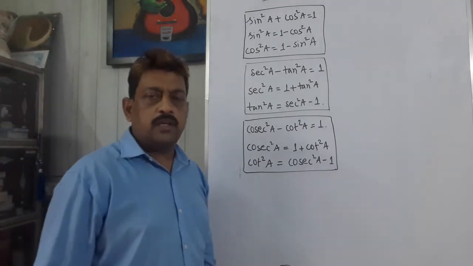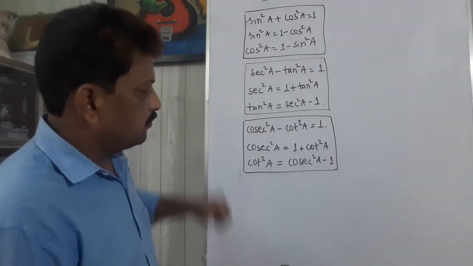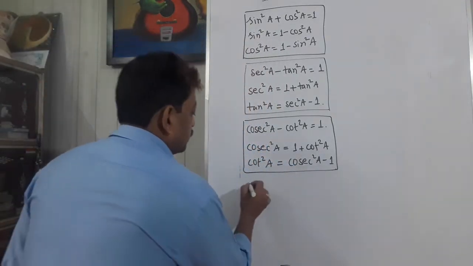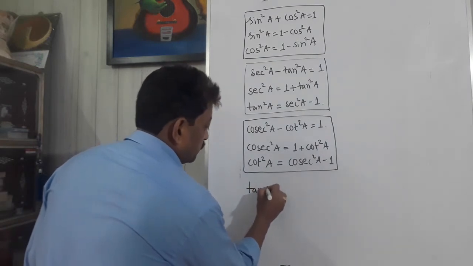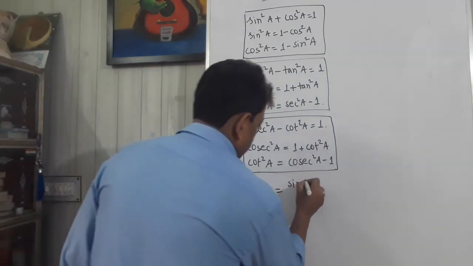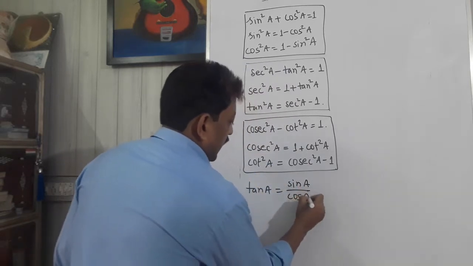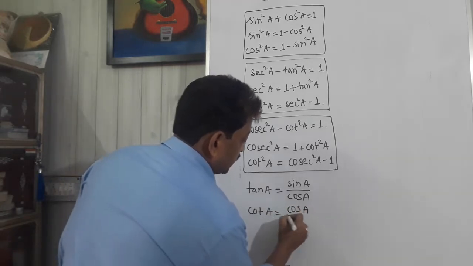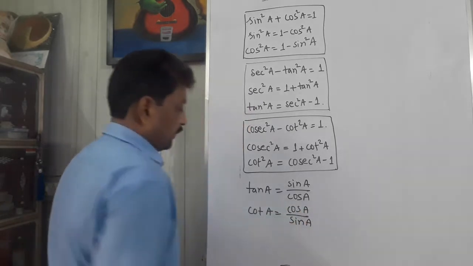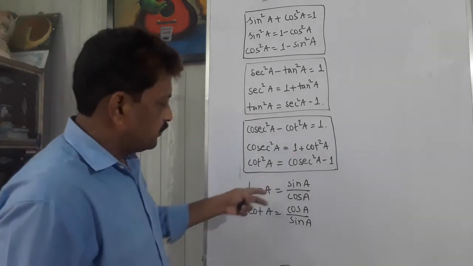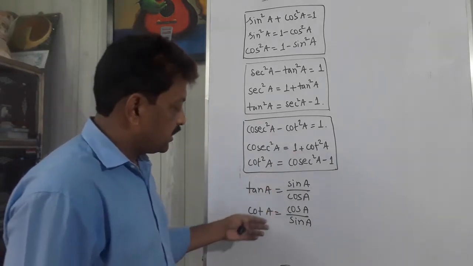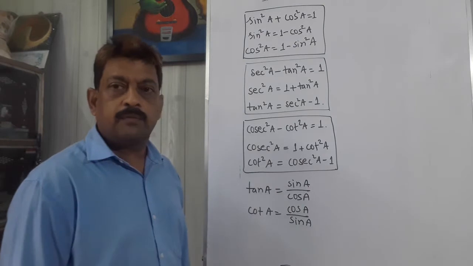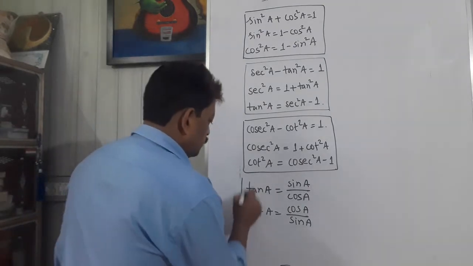Now some more things we have already learned, and I am also writing those which will be required during the problem. Sometimes in place of tan theta or tan A we have to use sin A upon cos A, and in place of cot A we use cos A upon sin A. Sometimes sin A upon cos A we use tan A, cos A upon sin A we use cot A, or the opposite also. So these two are also required.